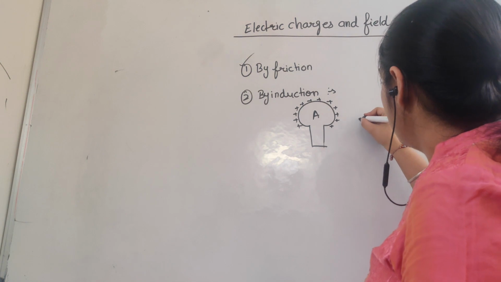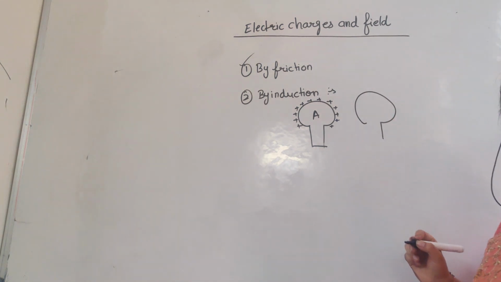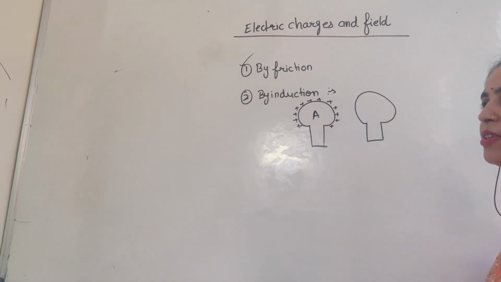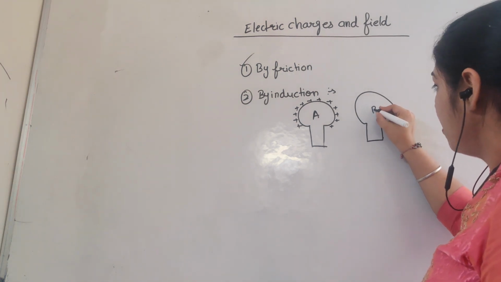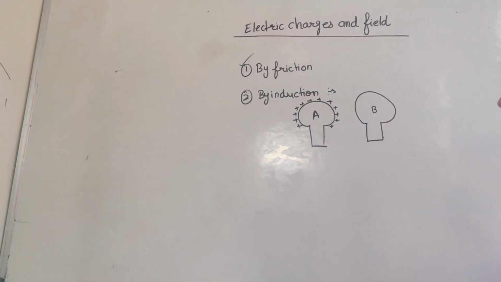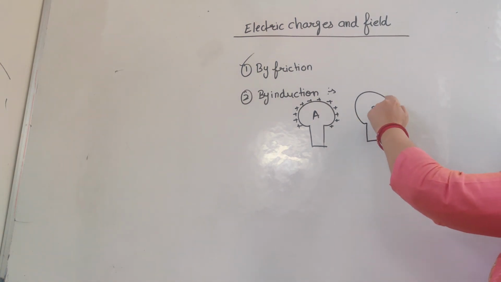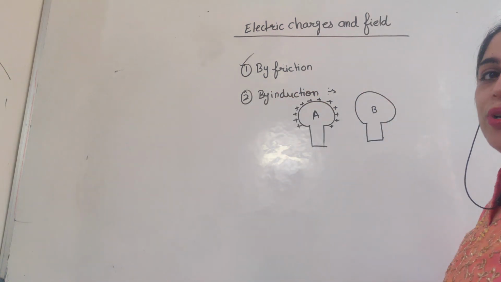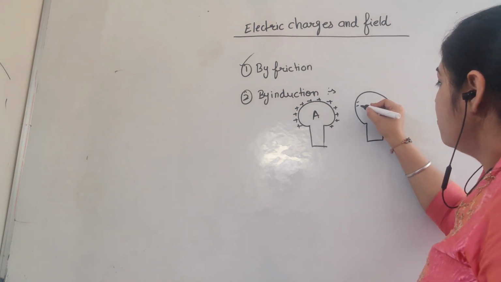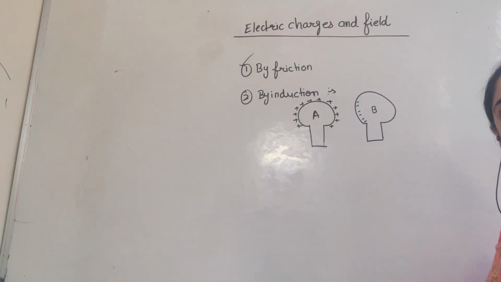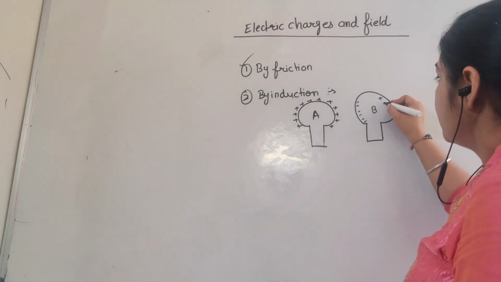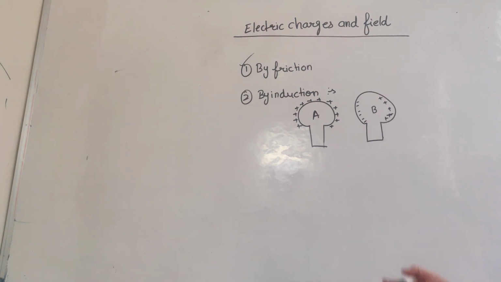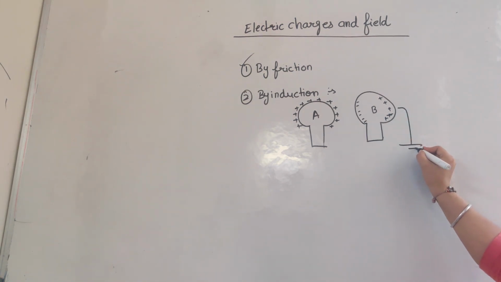Now, you kept another conductor which is uncharged. So let's keep this uncharged conductor in the vicinity of this conductor A and we mark it as B. Now this is not having any charge. Because of this positive charge, the electrons of the conductor B are pulled towards the side which is nearer to A. So the negative charge will start accumulating on this side and the positive charge will start accumulating on this side. Now by some means, if you do the earthing of this conductor, what will happen?